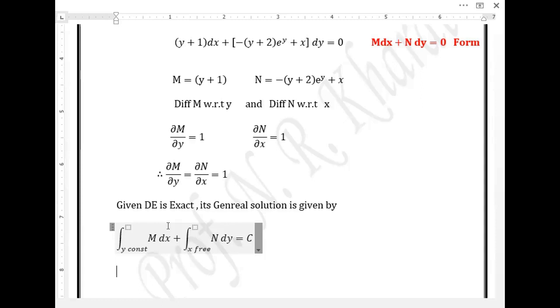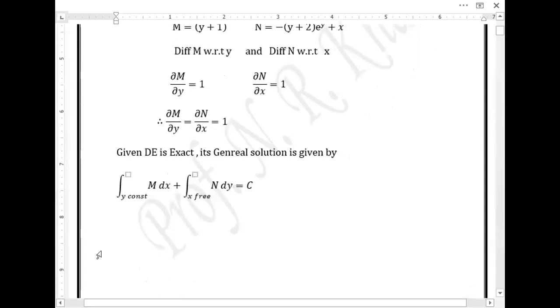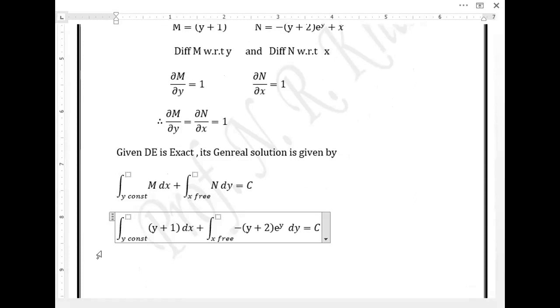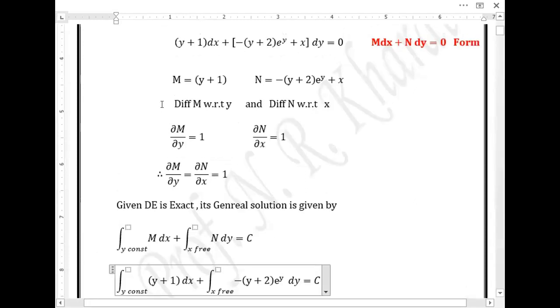Then we have to remove those particular terms. Then we have to just take the equations. The m is nothing but your y plus 1. We have to just put the value of your m as it is. This is the m equation, which means m is equal to y plus 1, which is present here.